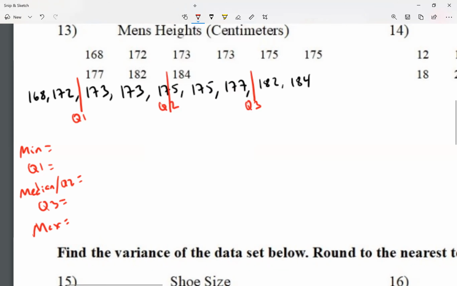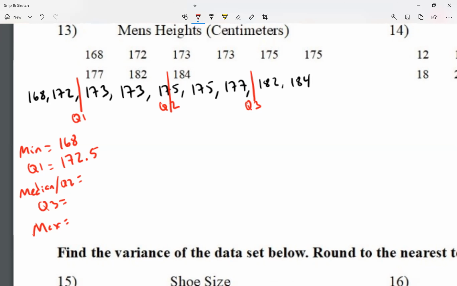So let me come back to it. My minimum is 168. Now I can tell that quarter 1, my first quartile, is in between 172 and 173. So I'm gonna call this 172.5. It's okay to deal with decimals. Now, if you don't know what in between 172 and 173 is, one thing you could do is add those 2 numbers, 172 plus 173, and then divide it by 2. Okay, so if you cannot tell, add the 2 numbers and then divide it by 2.